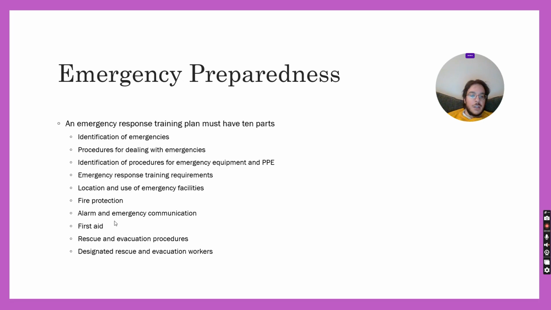And then the location of a first aid kit or the first aid room or people who are trained in first aid. And then we should know the rescue and evacuation procedures, and then also the designated rescue and evacuation workers. So those workers should know their role.